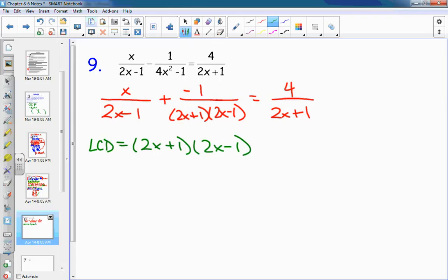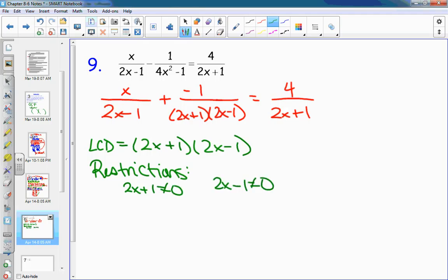So now that I know what my LCD is, what should I find next? Restrictions. So I need to find those restrictions that if they equal that value, I have to toss them out. How do I find restrictions again? Take each parenthesis inside your LCD or GCF and set it not equal to 0. So 2x plus 1 cannot be 0, and 2x minus 1 cannot be 0. And I'm going to solve each one of those. So 2x cannot be negative 1, so x cannot be negative 1/2. 2x cannot be 1, so x cannot be positive 1/2.